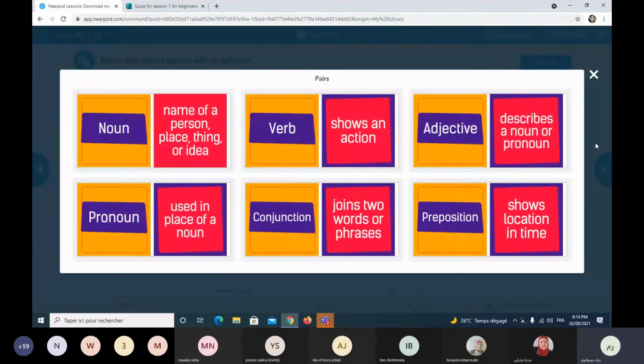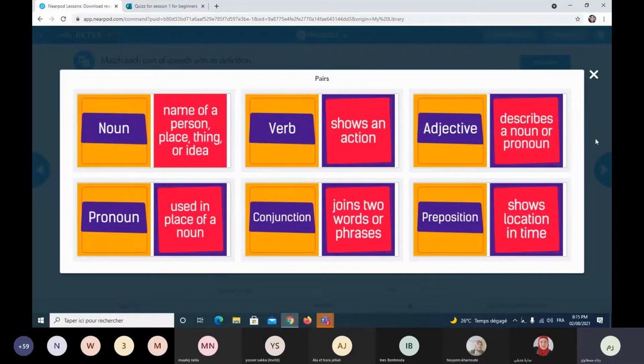So the noun, it is the name of a person, like I say, Jack, Susie. Name of a place, like I say, China, Italy. The name of a thing, like I say, McDonald's, Pepsi, Gucci. Or idea, like I say, Islam, Judaism. Okay, I move to the verb. The verb shows an action. Run, read, eat, sleep, dance, write, okay?